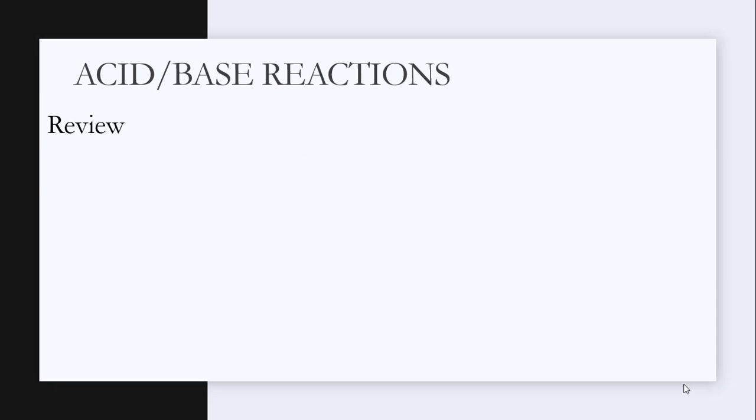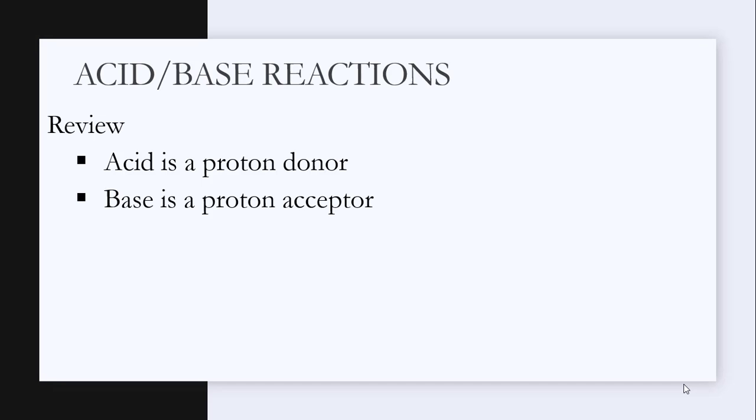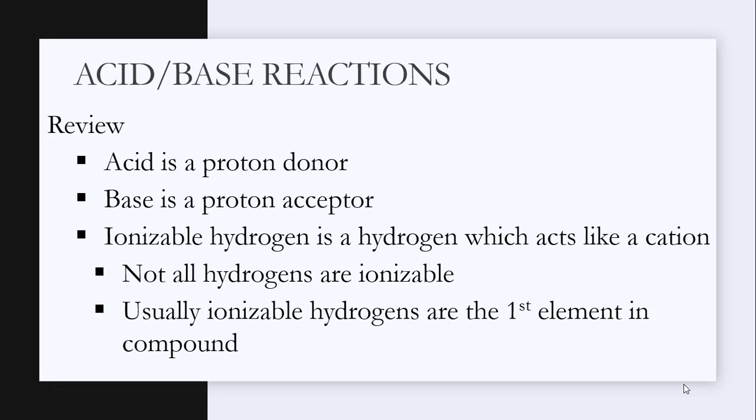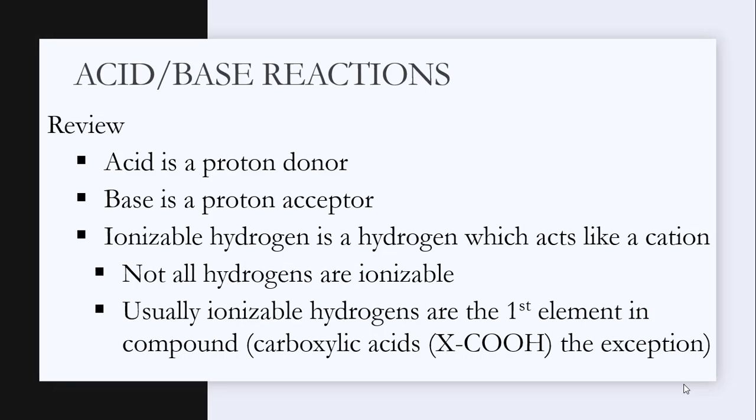So to review what is basically a lesson on definitions, an acid is a proton donor, a base is a proton acceptor. An ionizable hydrogen is a hydrogen which acts like a cation, but not all hydrogens in a compound are ionizable. Usually, the ionizable hydrogens are written as the first element in the compound. Sometimes, not always, for carboxylic acids, which end in COOH, the ionizable hydrogen is written at the end.